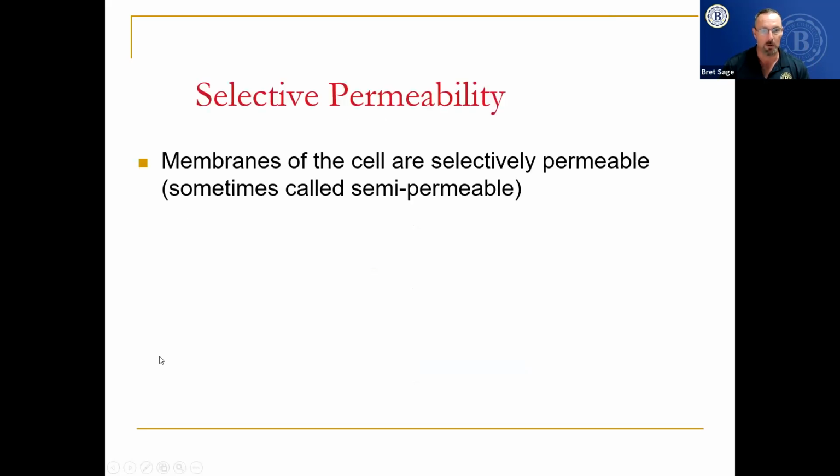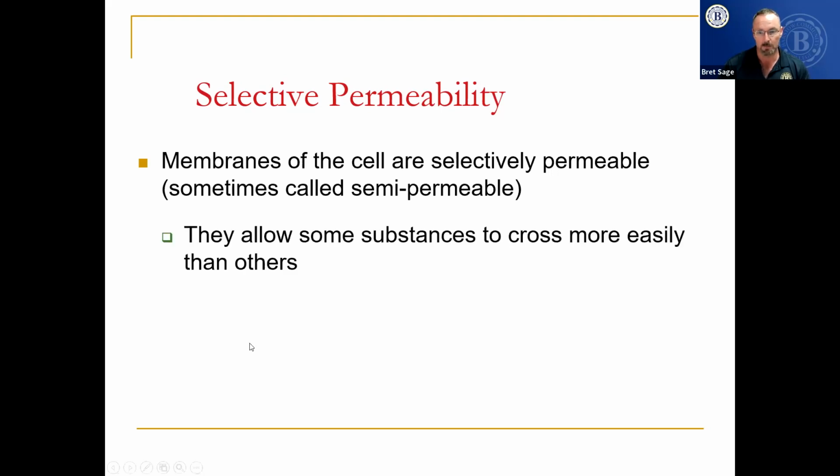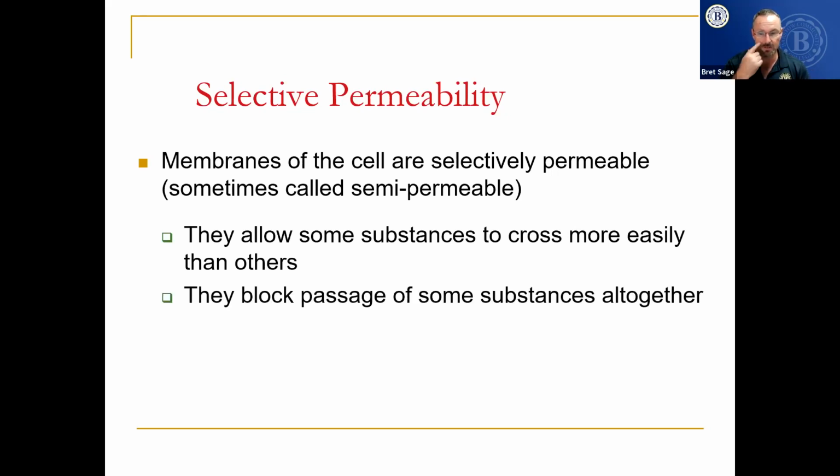Okay, what is selective permeability? Membranes of the cell are selectively permeable. Back in the day, they used to call it semi-permeable, which means partially permeable. Selectively is better because it means that the cell membrane gets to select which things move and which ones don't. They allow some substances to cross more easily than others. For example, water always moves easily. Gases always move, but large molecules and charged ions, which we're going to be talking about later, don't move as easily. They block passage of some substances altogether.